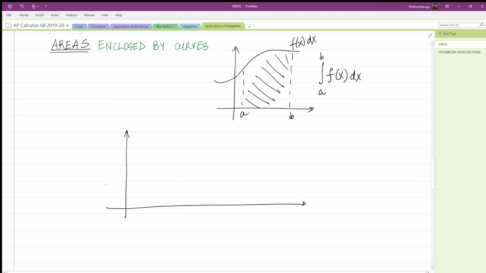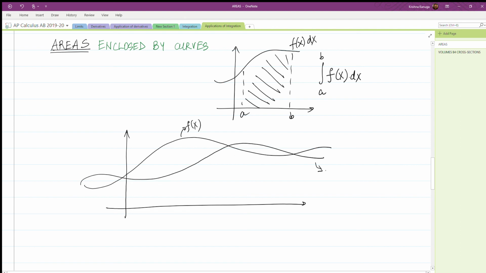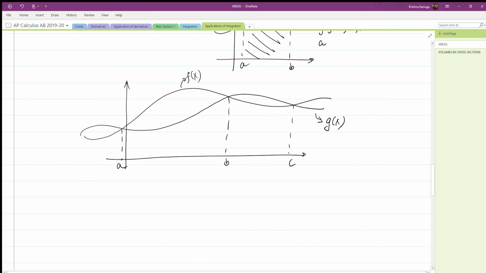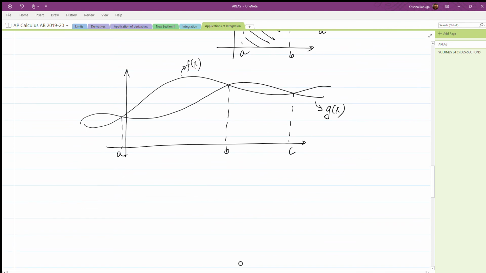Okay, so we can use this idea and very easily calculate the area enclosed by two curves. So let's take two curves. Let's take some curve f of x and another curve, say g of x, and these two curves intersect at various points, say A, B and C. Okay, and we are interested in finding the areas enclosed by the curves. So first, let's find this particular area. Let's call this region R, and let's calculate this area.